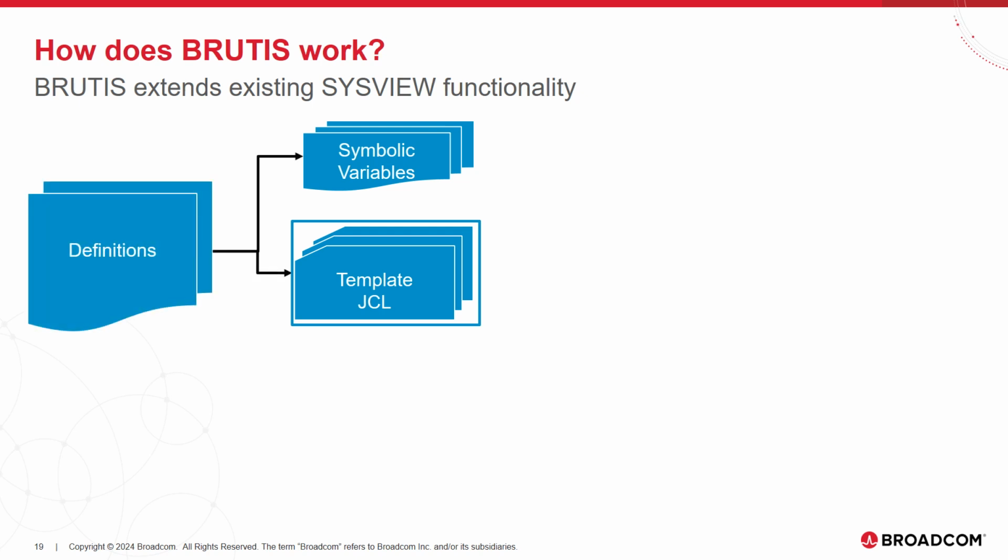Now we have added new parmlib definitions that describe your batch reports or utilities, associate symbolic variables with JCL template members, define how BRUTIS is to fill in symbolic variable values from SYSVIEW display data, and identify where the most important output is located. We will cover the details of these definitions in additional BRUTIS presentations.